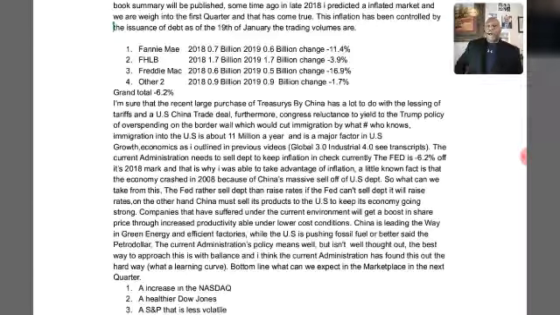And let's go on. I'm sure that the recent large purchase of treasuries by China has a lot to do with the lessening of tariffs and a U.S.-China trade deal. Furthermore, Congress is reluctant to yield to the Trump policy of overspending on a border wall, which could cut immigration by what number? Who knows? Immigration into the U.S. is about 11 million a year and is a major factor in U.S. growth. Economics, as I outlined in previous videos, Global 3.0, Industrial 4.0. Please see the transcripts. The current administration needs to sell debt to keep inflation in check.